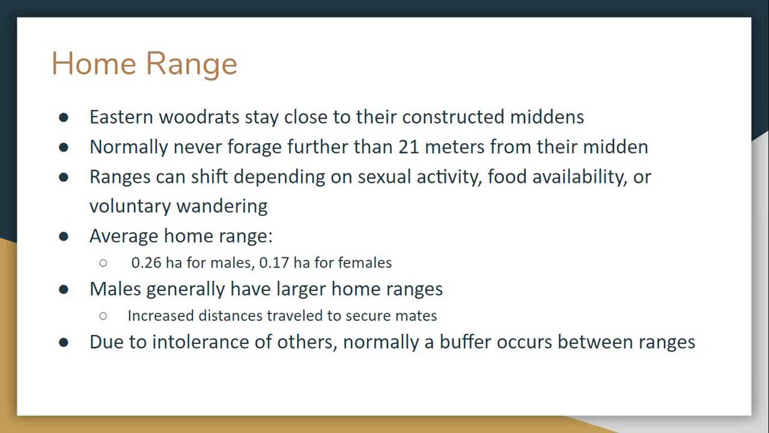Males generally have a larger home range, and part of that is increasing the distances to secure mates, so having edges that buffer female ranges. And due to intolerance of other wood rats, they normally have a buffer that occurs between the ranges of wood rats.